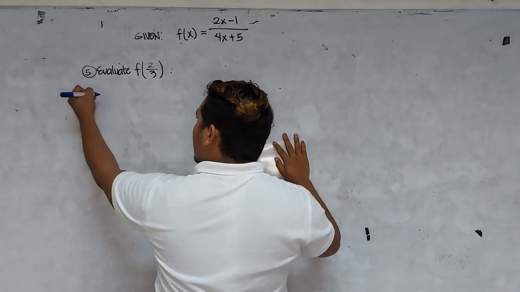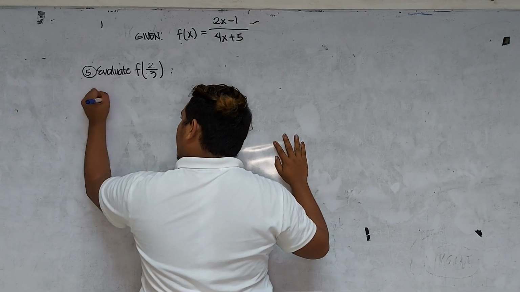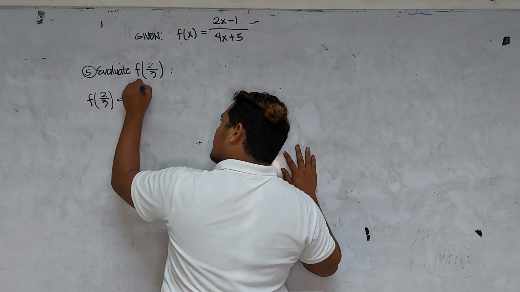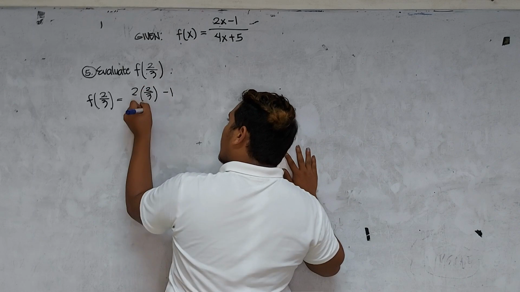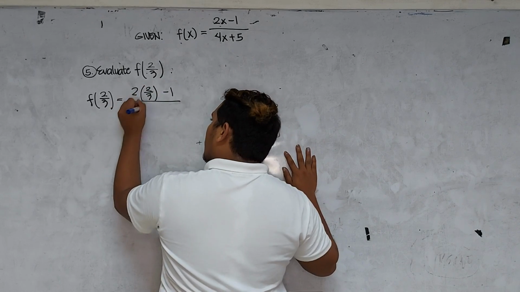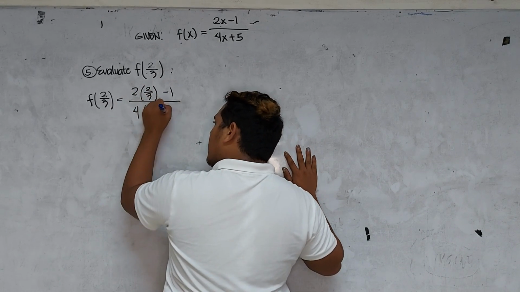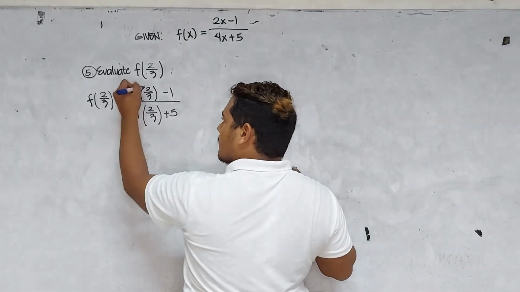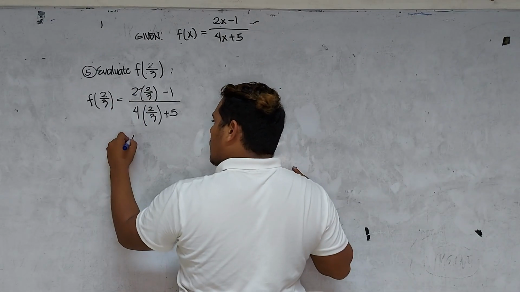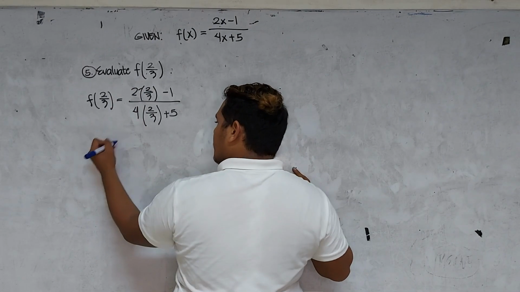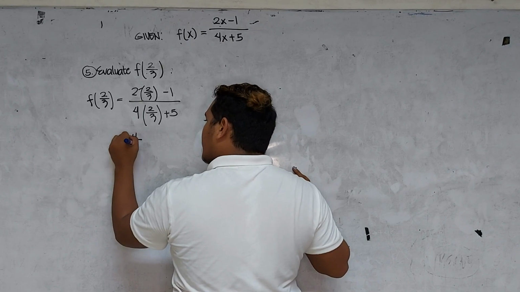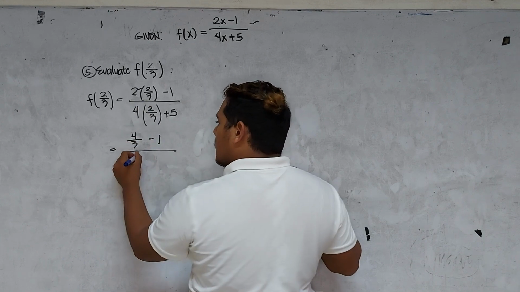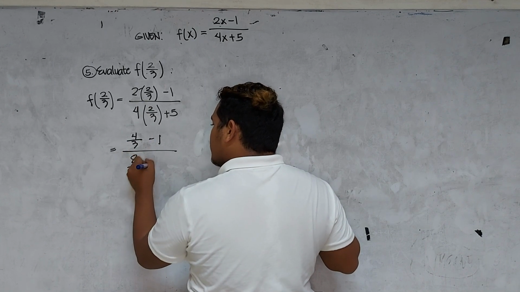So let's continue. This becomes f of 2/3 is equal to 2 times 2/3 minus 1 over 4 times 2/3 plus 5. So what happens next? 2 times 2, 4. That becomes 4 over 3 minus 1 over 4 times 2, 8 over 3 plus 5.